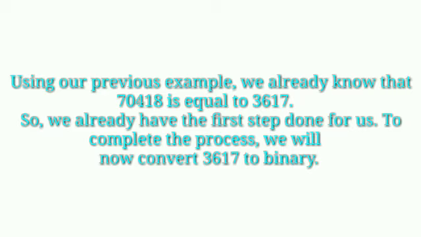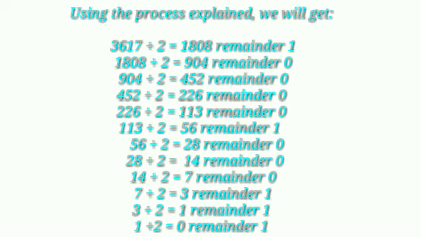To complete the process, we will now convert 3617 to binary. Using the process explained, we will get: 3617 divided by 2 equals 1808 remainder 1. 1808 divided by 2 equals 904 remainder 0. 904 divided by 2 equals 452 remainder 0. 452 divided by 2 equals 226 remainder 0. 226 divided by 2 equals 113 remainder 0.